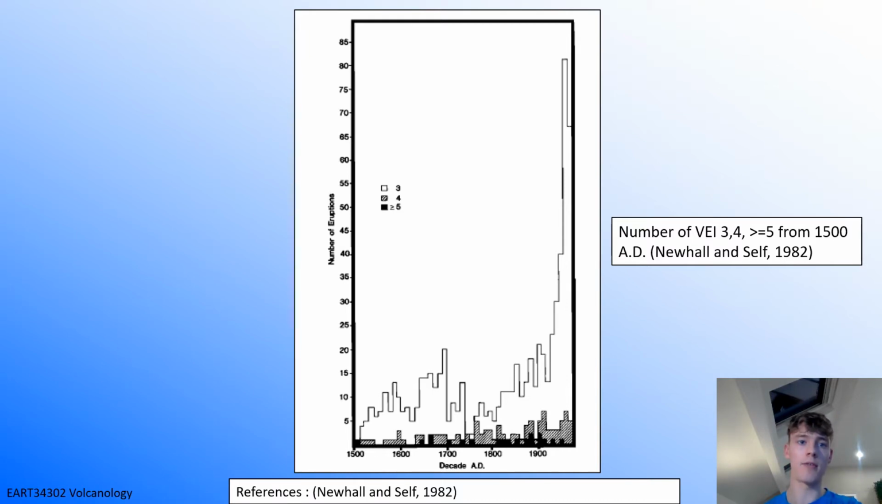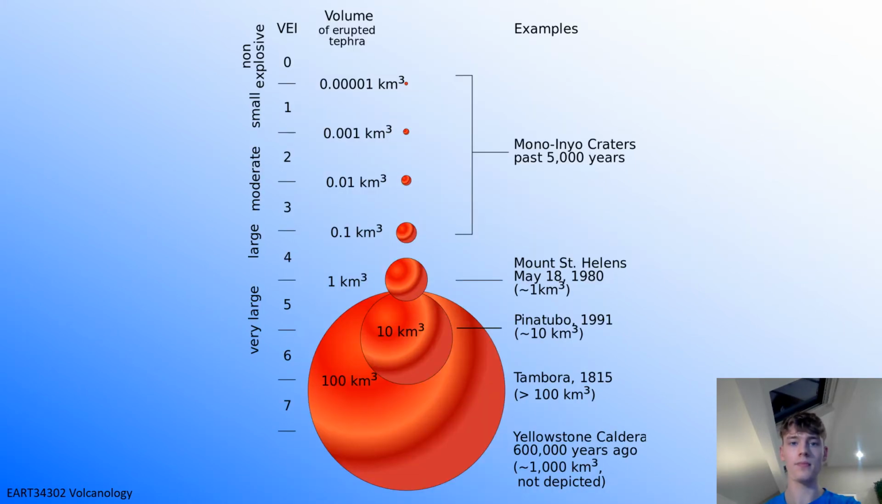This figure, taken from their original paper, shows the number of VEI 3, 4, and greater than or equal to 5 eruptions since 1500. This diagram visualizes the VEI scale and the volume of erupted material that each one represents.